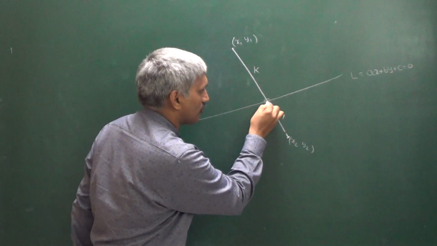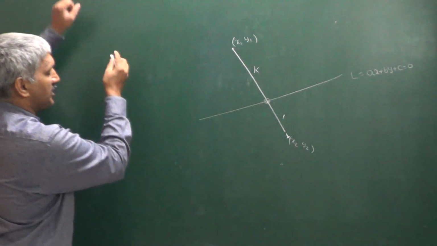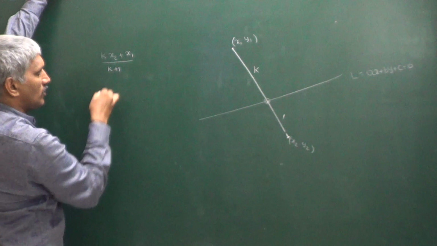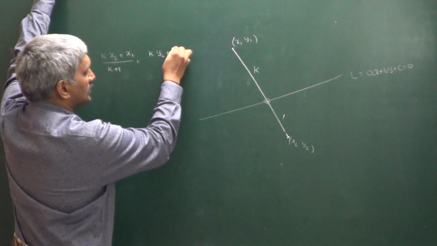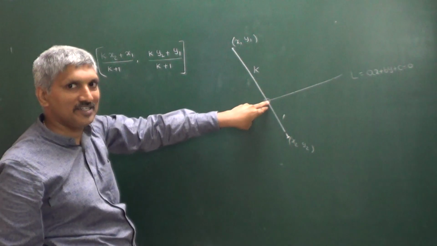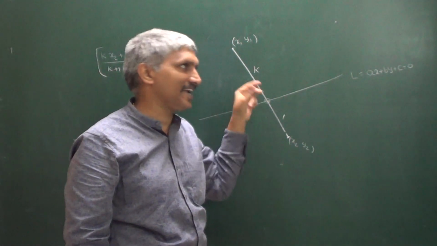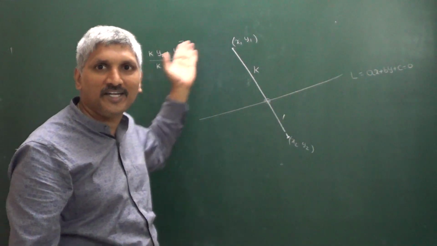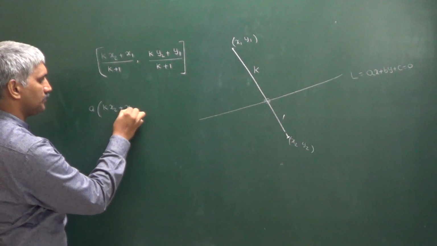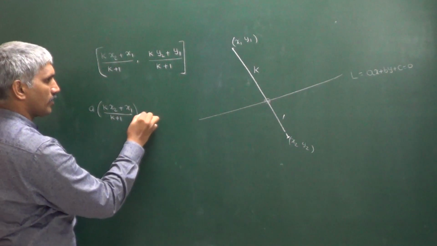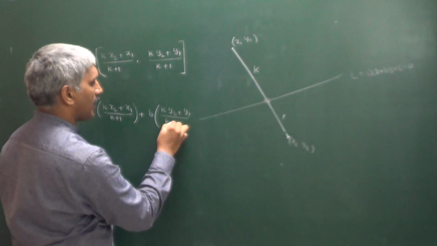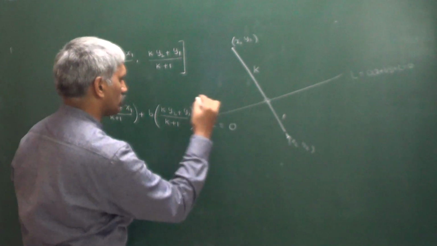So you can find the coordinates of this particular point. That point is given by ((kx2 + x1)/(k + 1), (ky2 + y1)/(k + 1)). But where does this point lie? This point lies on this line. That's why we substitute this point in the line equation. Then what do we get? a(kx2 + x1)/(k + 1) + b(ky2 + y1)/(k + 1) + c = 0.